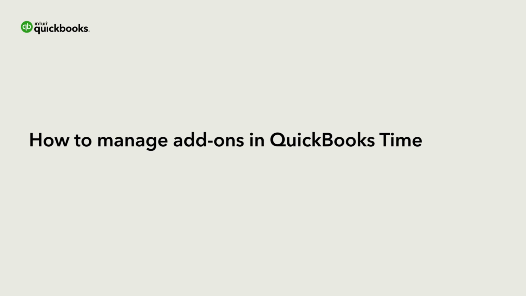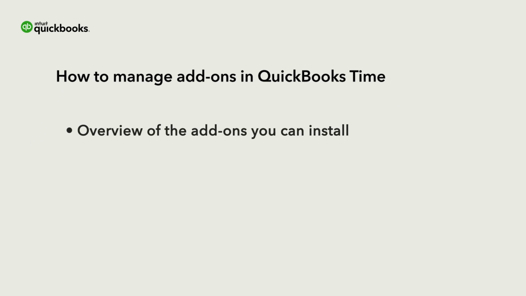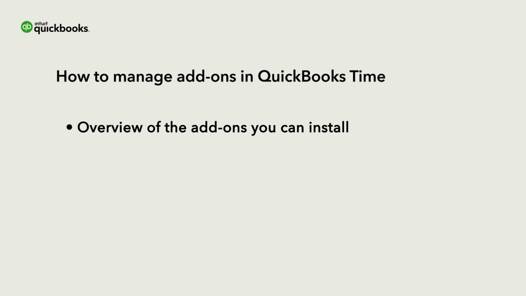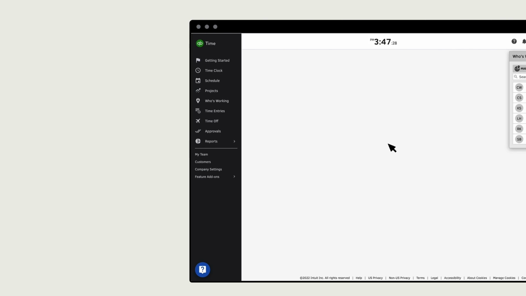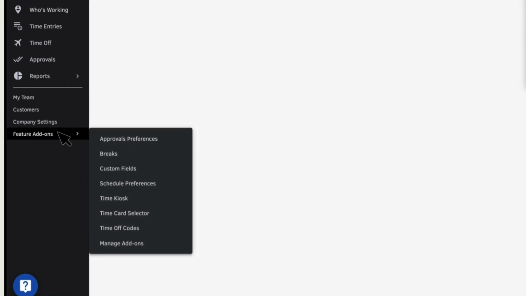In QuickBooks Time, you have the option to add on features to your account to make time tracking even easier. Let's go over the options in the Feature Add-on section and give you a quick overview of what some of the options do. To get started, select Feature Add-ons.